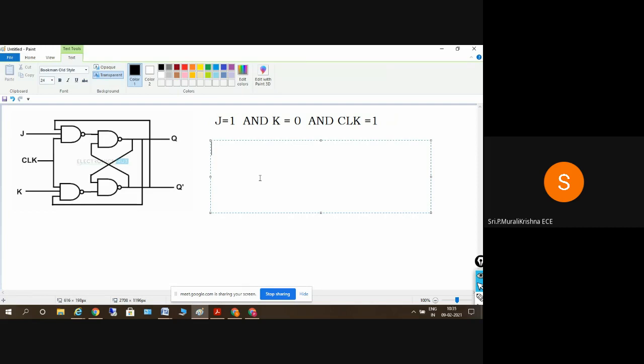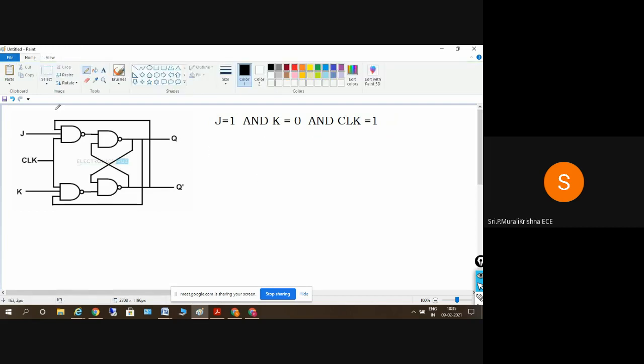So when J is equal to 1, K is equal to 0, clock is equal to 1. So the output of G1, that is gate 1, is equal to 1 into, so this is 1 and this is 1 input and this is the third input, that is Qn bar. So 1 into Qn bar whole bar. So what will I get here? I'll get a value of Qn. Yes or no? Yes, sir.